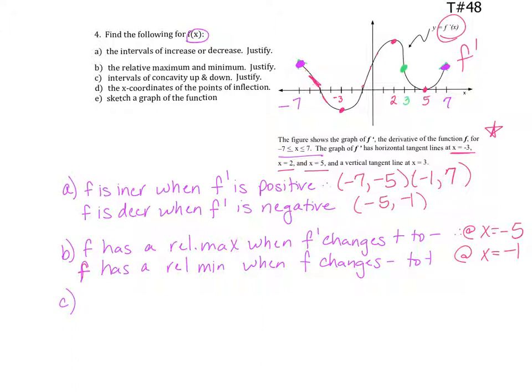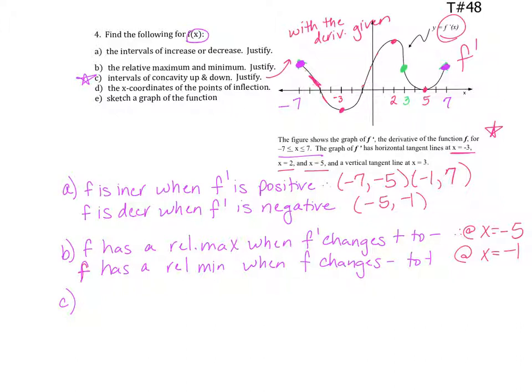Part C, intervals of concavity. Now, this is very, very important. You always want to justify, and you might want to write this in your notes. When it says justify, you must justify with the derivative given. So here's what I mean by that. Obviously, for maxes and mins, you justify with f prime. You were given f prime, so you probably didn't think about it.